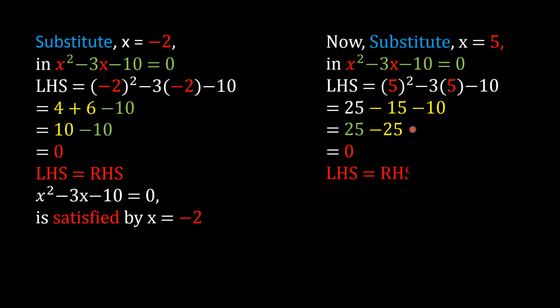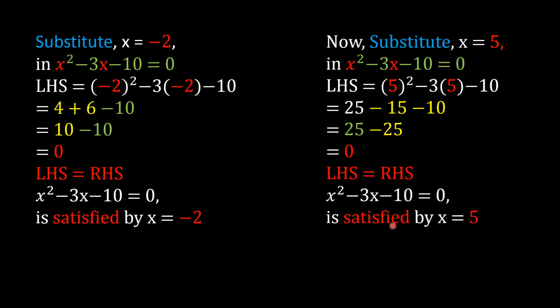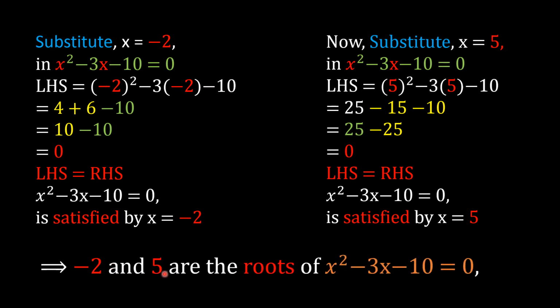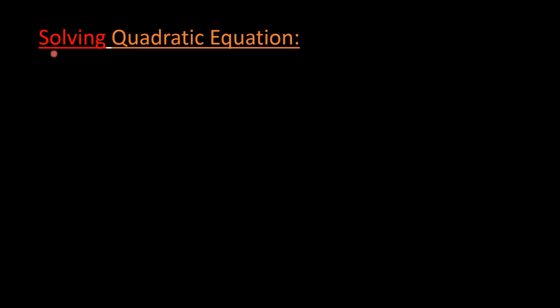Left hand side equals the right hand side. Therefore, x squared minus 3x minus 10 equals 0 is satisfied by x equals 5, which implies that -2 and 5, these two numbers are the roots of x squared minus 3x minus 10 equals 0. Now we will understand different methods of solving quadratic equation.